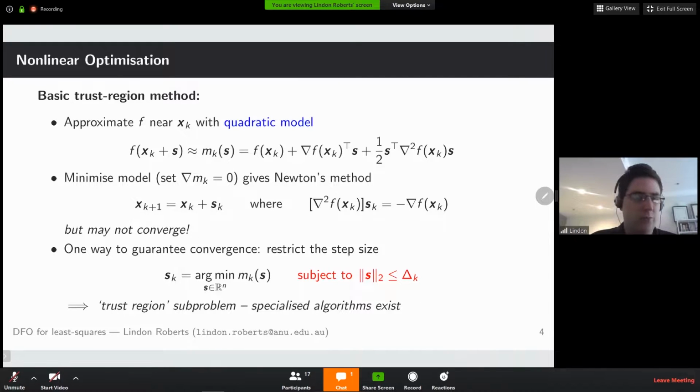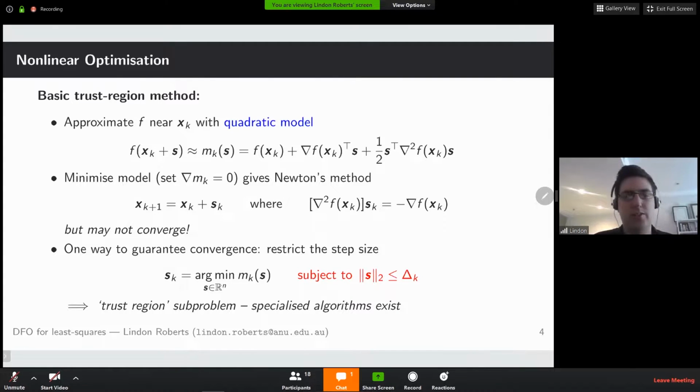And so there's a lot of work to try and ensure global convergence, so some sort of convergence guarantee regardless of where you are. And one approach that is the flavor that I tend to work with is where you restrict the step size. So what you do is you say, instead of just finding a stationary point of m, you try and find a genuine minimizer rather than a stationary point.